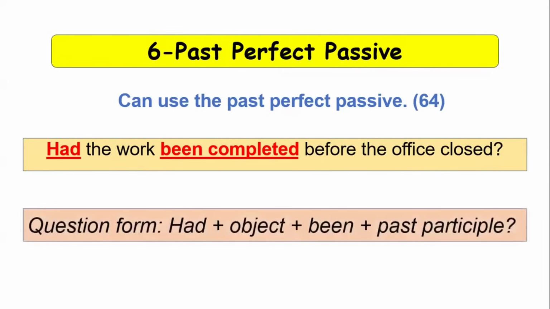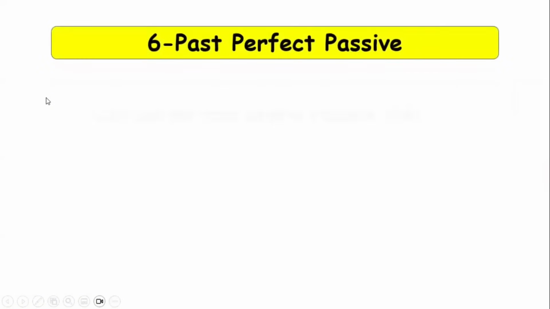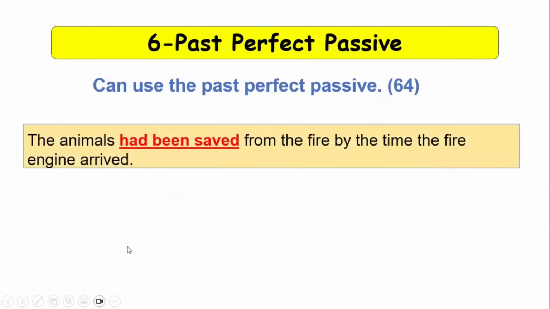Okay, so what is the formation? If you're using a question, had plus object, مفعول به, plus been plus past participle. When I see been, I know it is passive, مبني للمجهول. Okay. Let's have another example. The animals had been saved. يعني a sentence like this can appear in the maze test. You have to be careful. If I have the word the animals in the beginning, do you think the animals are able to save themselves? Of course not. Somebody else usually saves the animals. So that's why I have to use verb to be. So the animals had been saved. تم إنقاذ الحيوانات from the fire before the time the fire engine arrived.